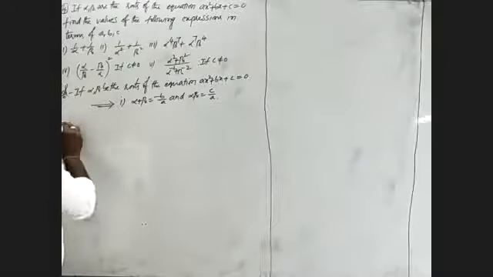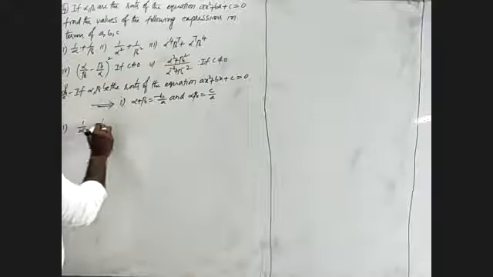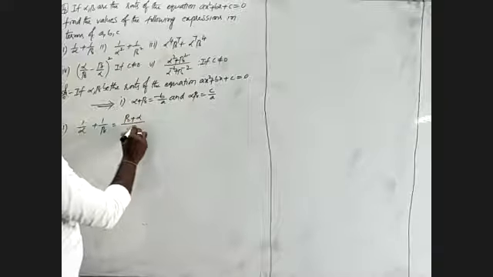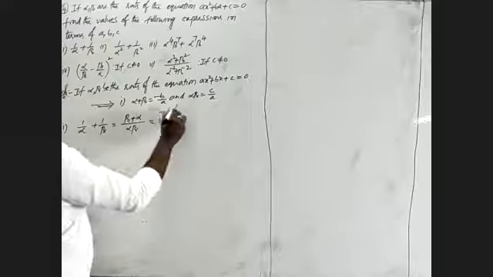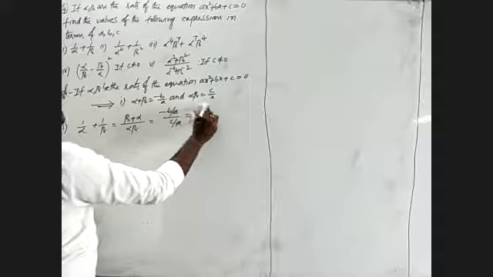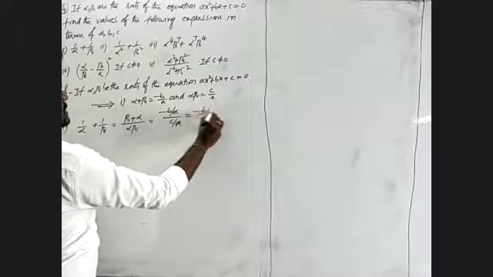The first one is 1 by alpha plus 1 by beta. By cross multiplication, we write beta plus alpha by alpha beta. Alpha plus beta and beta plus alpha are the same. So it is minus b by a by c by a, and the a will be cancelled. The remaining value is b by c.